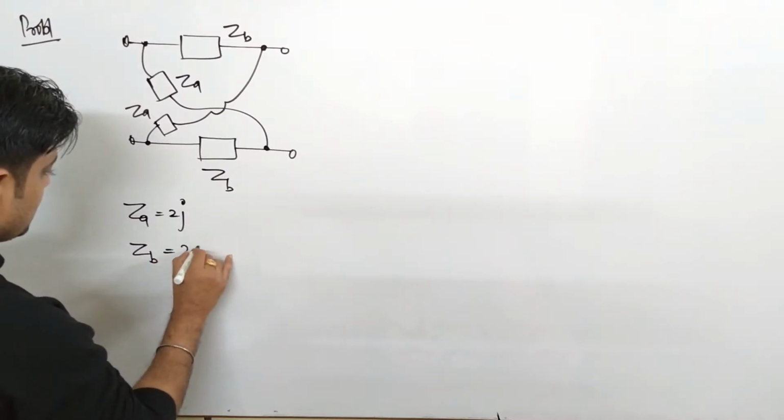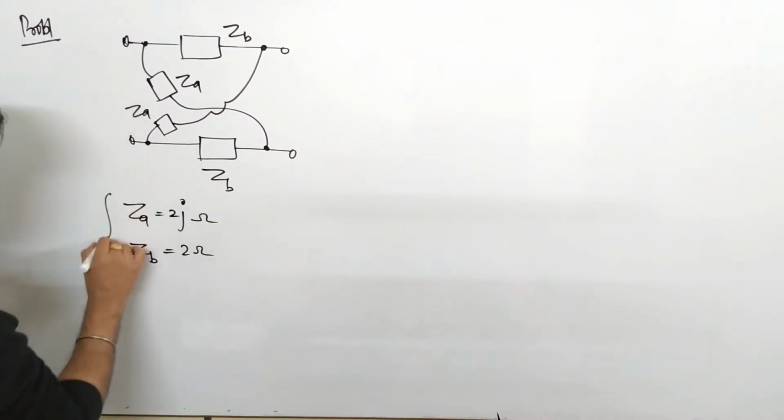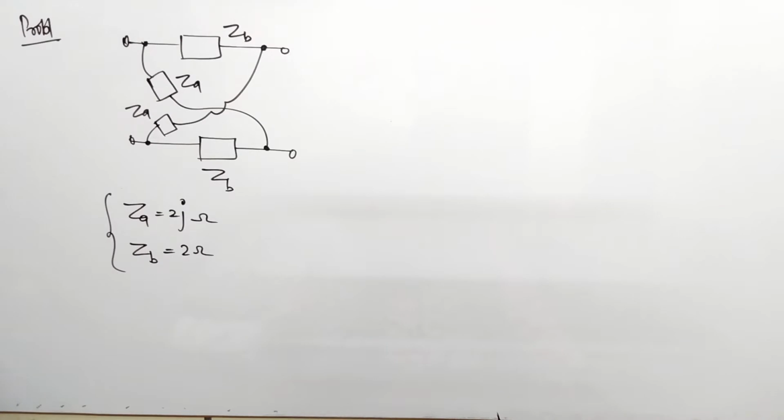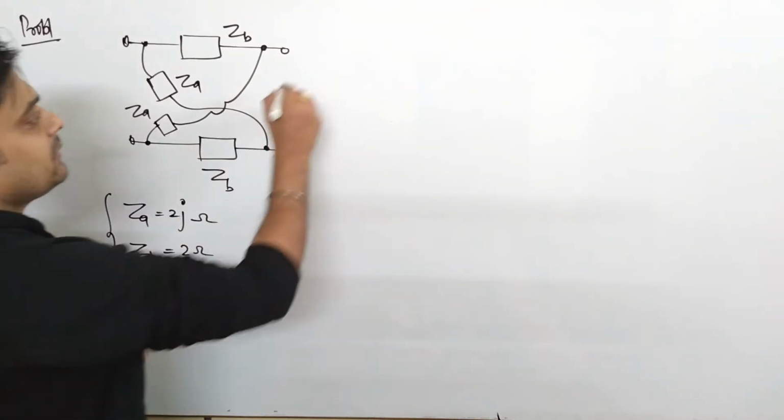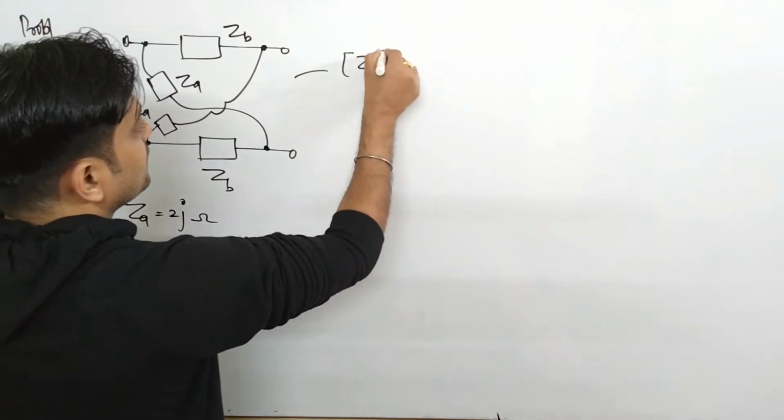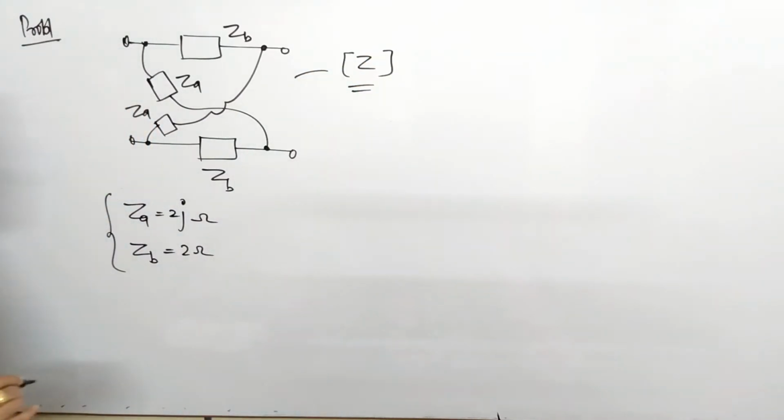So friends, this is your next problem. This question was asked in GATE, a 1 mark question. In this question they've asked the Z parameter of this lattice network. You have to find the Z parameter of this lattice network.